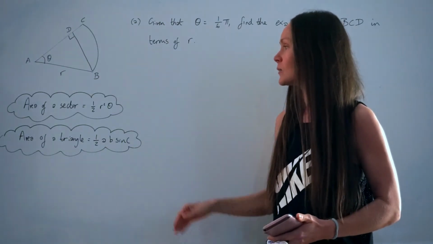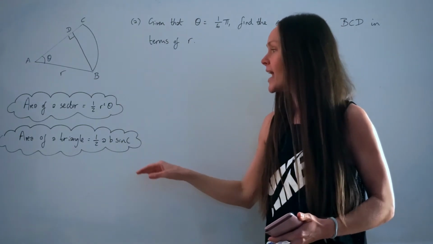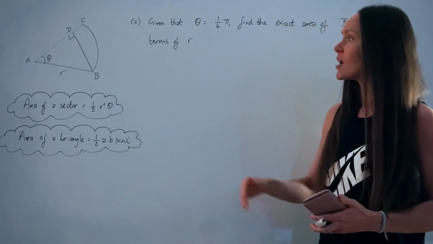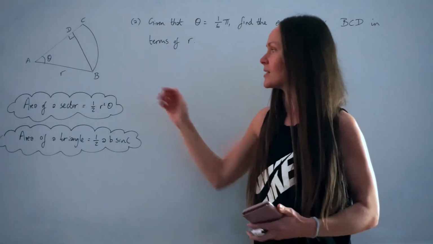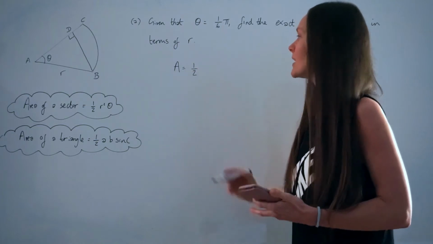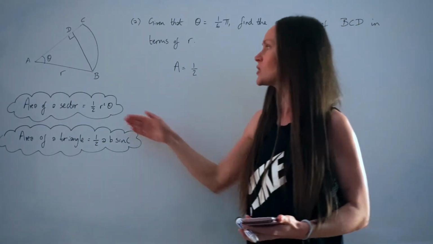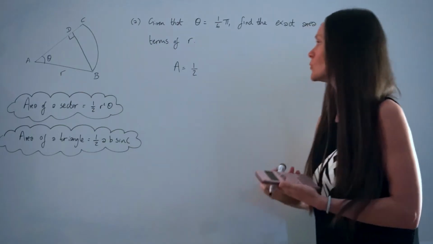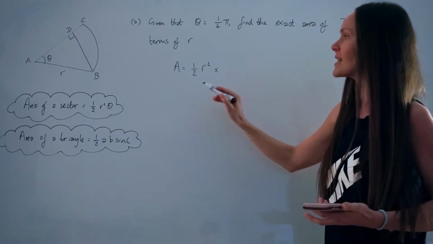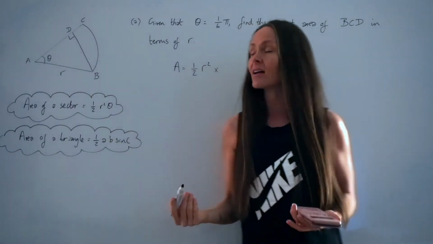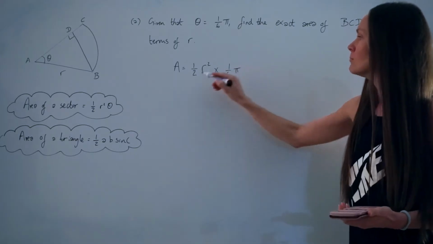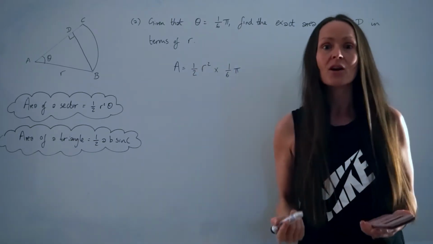Area of a sector equals a half r squared theta, and area of a triangle equals a half ab sine C. So let's start by working out the area of our sector. To work that out, you have to multiply a half by the radius squared. And in this question, the radius is just r, so you're just going to leave it as r squared. And then you times it with theta, which is the angle, and they tell us that the angle theta is equal to pi over 6. If you multiply those together, that will give you the area of the sector.